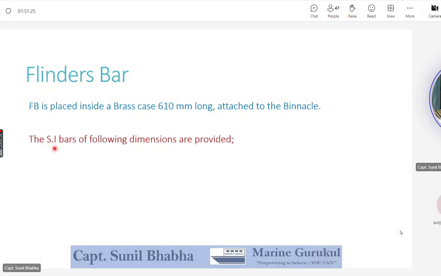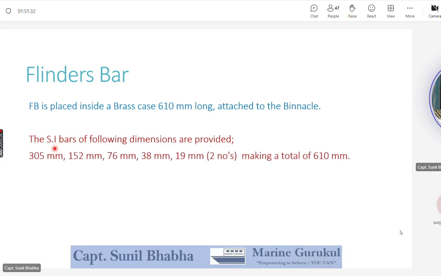The soft iron bars which are put into this casing are provided in pieces. It is not that they provide us with a single-length Flinders bar which is 610 millimeters long. What is provided is that they break up the 610 millimeters into small parts, so that the compass adjuster can use the required length of the Flinders bar. I'll explain to you how this is used.